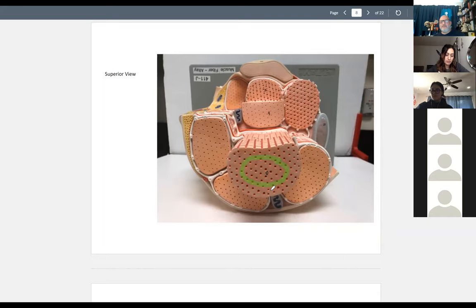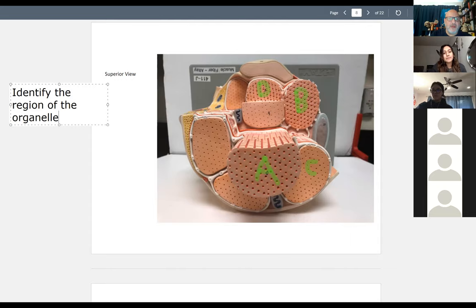So let's do this. Hold on. Let's make sure that this makes sense. So let's label all of these first. We'll call this one A, this one B, this one C, this one D. All right. Because again, we want to think in terms of how this is going to be asked on the exam. So on the exam, I could have a star on any of those, and I could ask you to define the region of the organelle.